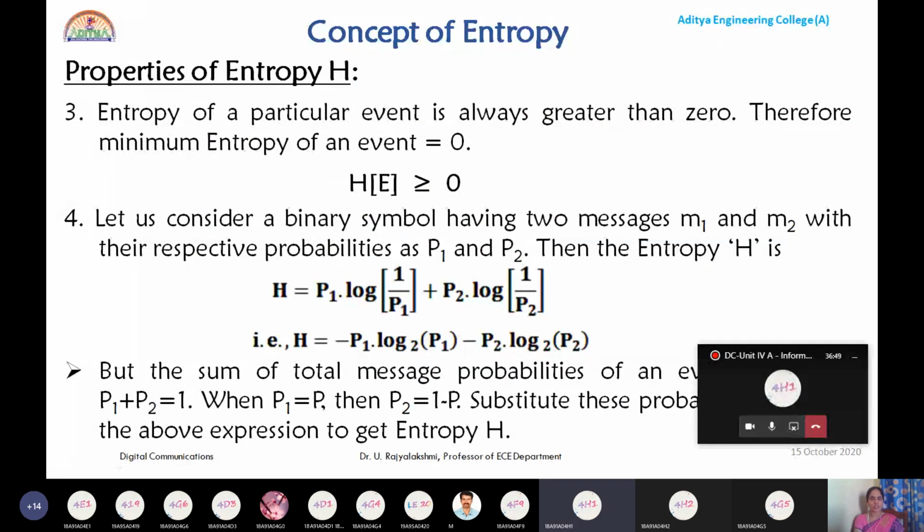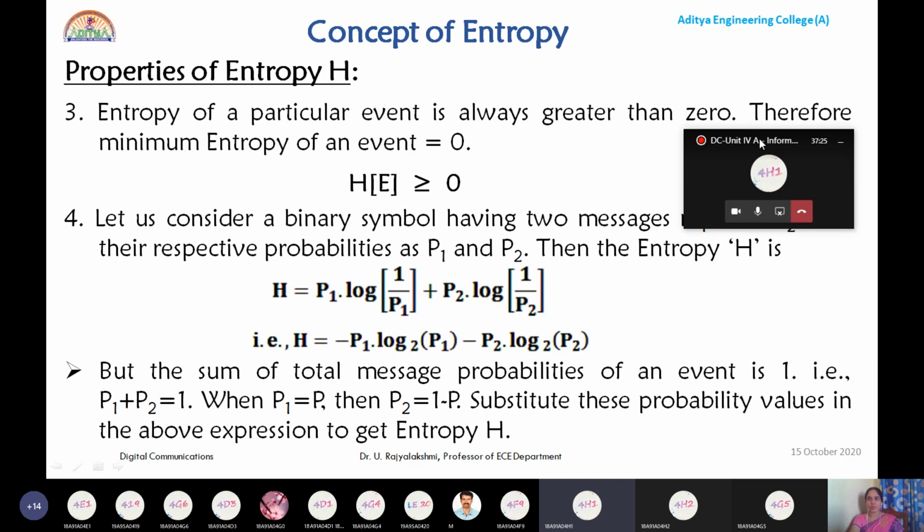Entropy of a particular event is always greater than zero. Therefore, the minimum entropy of an event is equal to zero. Okay, so what is the minimum entropy of an event? It is zero. So H of E is always greater than or equal to zero. In the first and second properties, we discussed the case where entropy is zero. That comes under the H of E equal to zero condition, but it is always greater than or equal to zero.